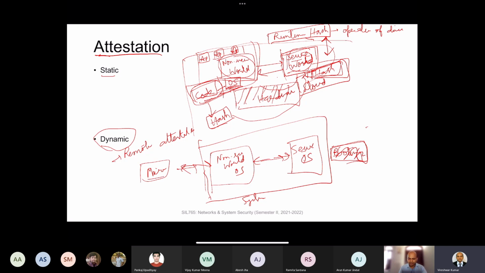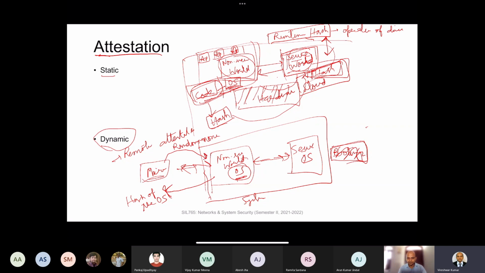So this system may have a version of the operating system. It can tell Microsoft what version it is using. Microsoft may have the hash of that version of the OS. But for freshness, it will send a random number, or nonce. It will send a nonce to the non-secure world.